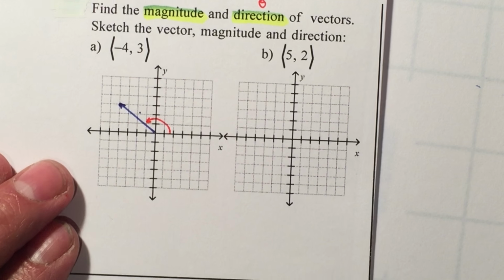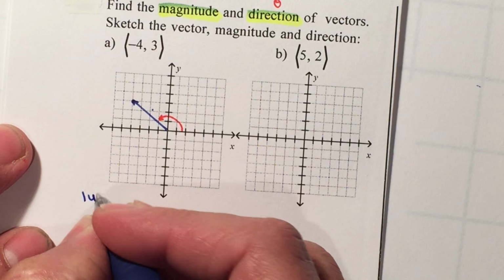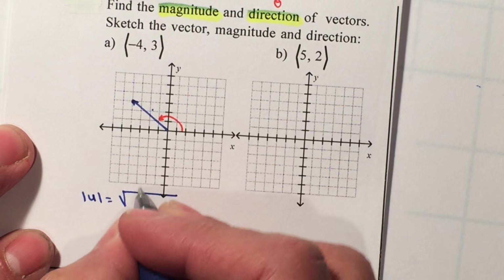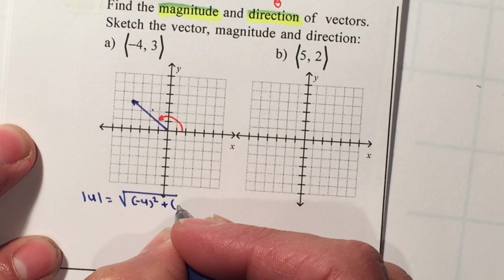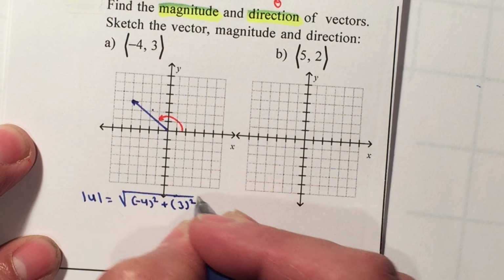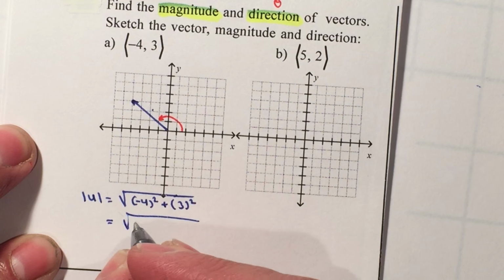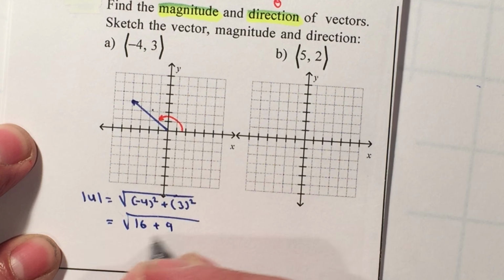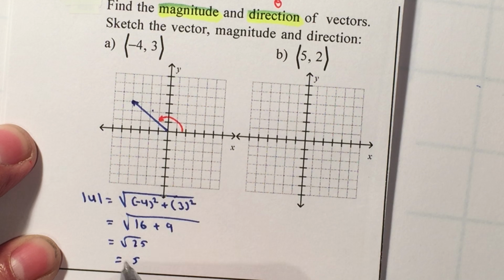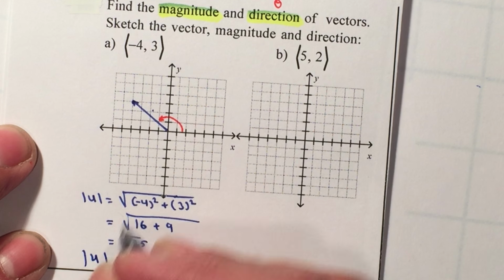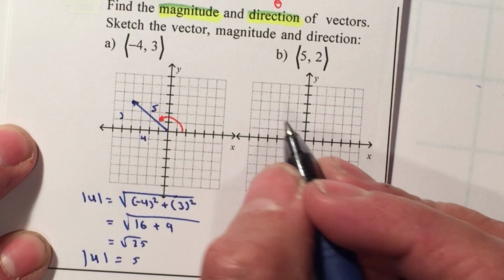So the magnitude is the square root of a squared, -4 squared, plus b squared, which is the square root of 16 plus 9, which is square root of 25, which is 5. And of course, we know the triangle, this is 4, this is 3, and that's 5. So that makes sense.